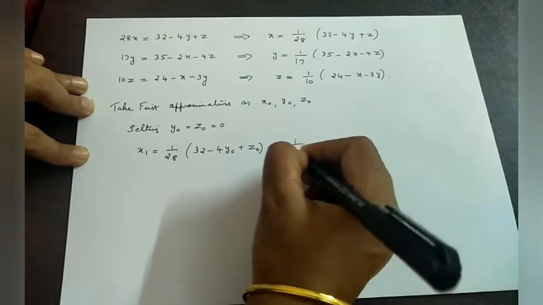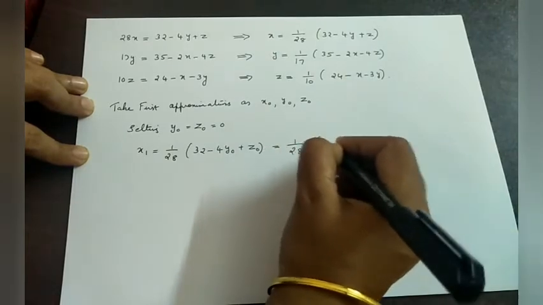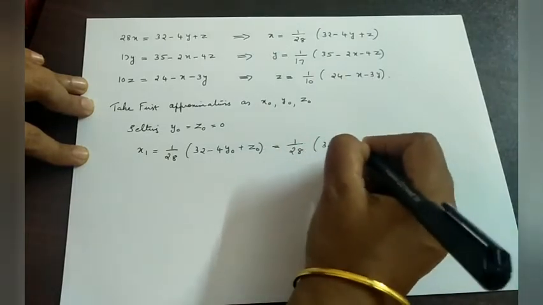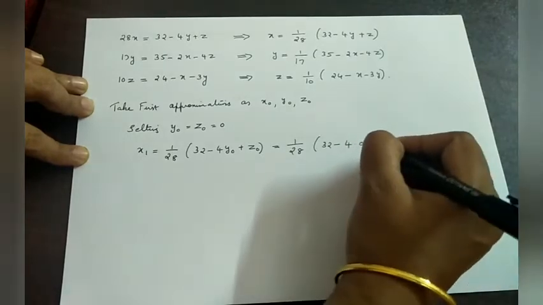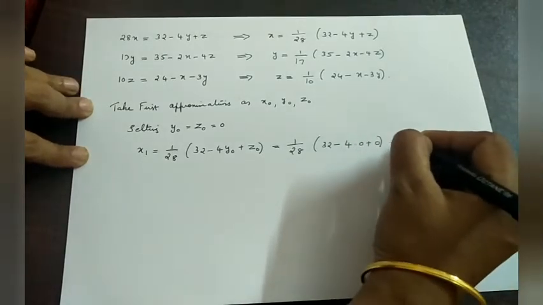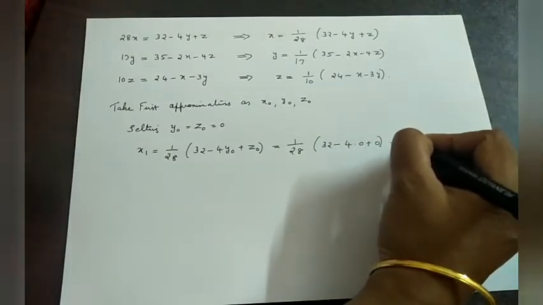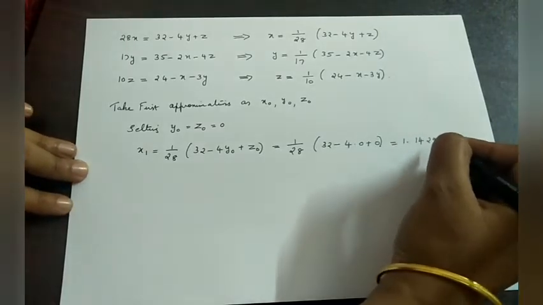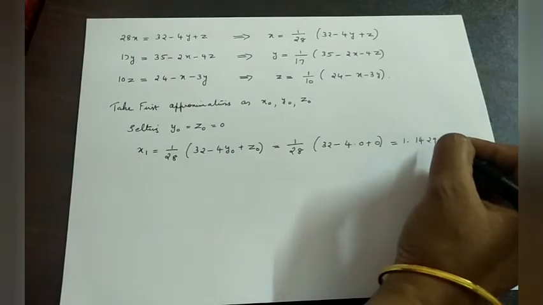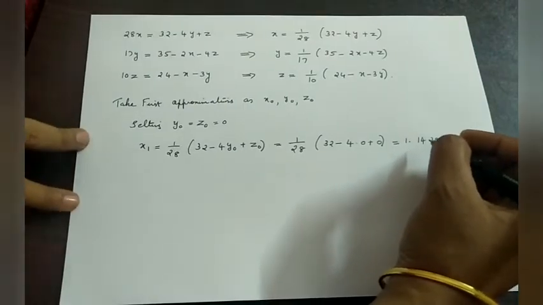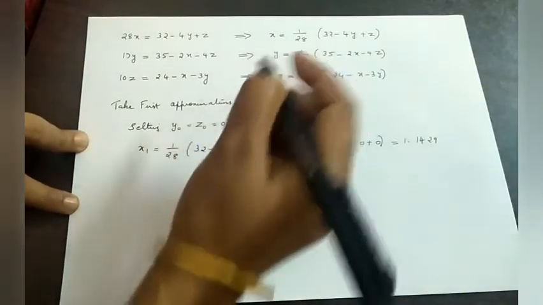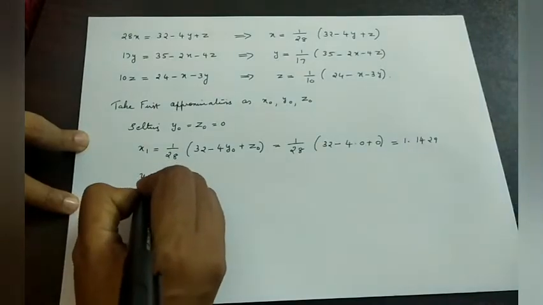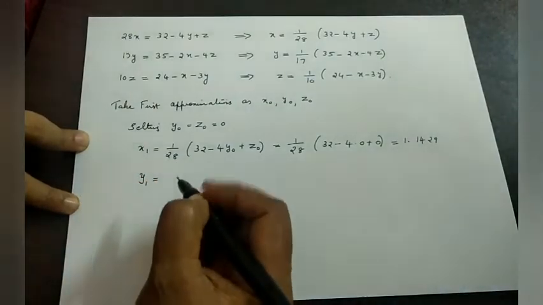Therefore we have 1 by 28 into 32 minus 4 into 0 plus 0, which is equal to, by using a calculator we can calculate it, 1.1429. Okay, now we have the approximation for y1.